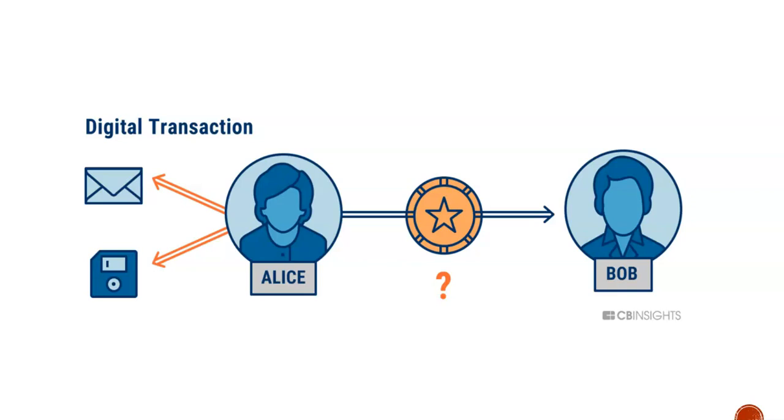Nowadays, we do a lot of digital transactions. What happens in the case of a digital transaction? Alice wants to send money to Bob, but she cannot send money directly to Bob, because if Alice sends money, she has to keep track of that particular transaction. Where can she keep track of it? Can she keep track of it in her own local storage, or in a mail? Which is quite not possible.